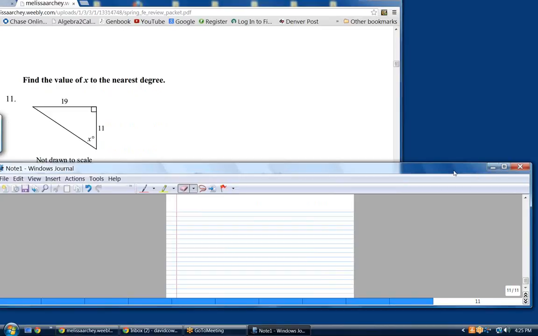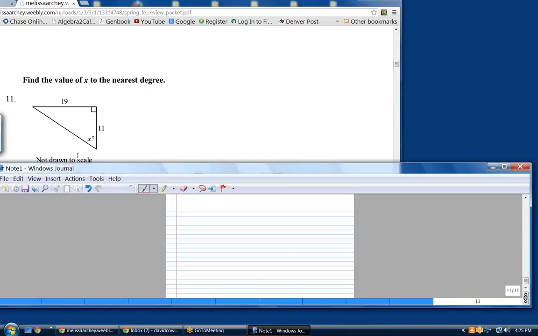So what's the value of x here? This is a little different. Here x is in degrees. It's one of the angles. Can't use the Pythagorean theorem to solve this. The Pythagorean theorem would give us the hypotenuse, but it's not going to give us x in degrees.